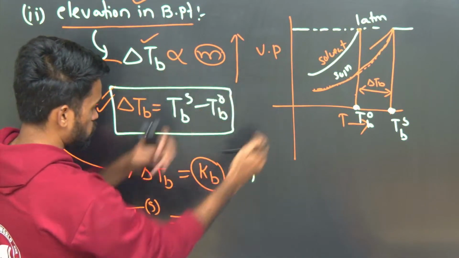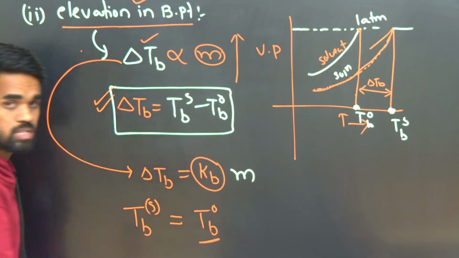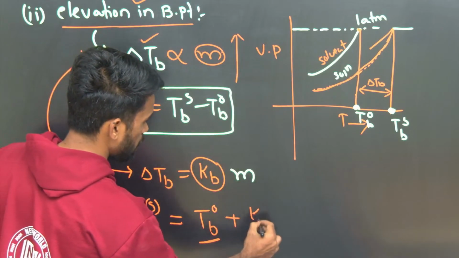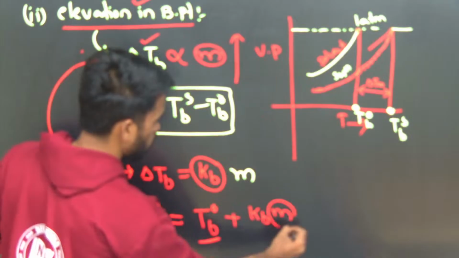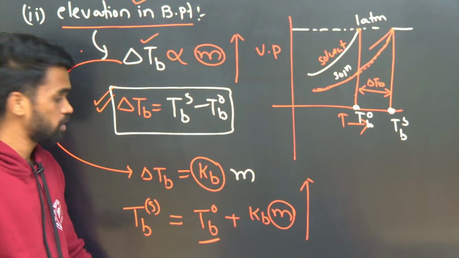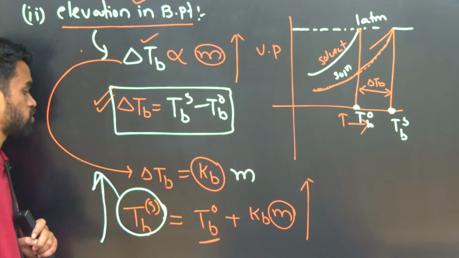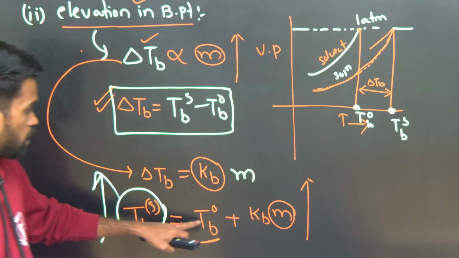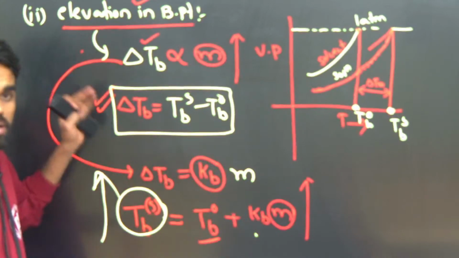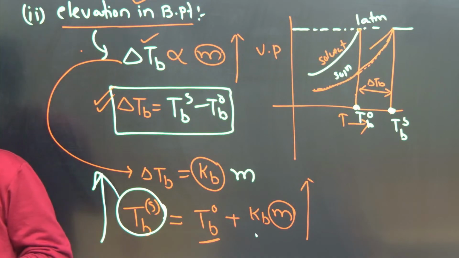If I send minus to that side, it becomes Tb0, which means the pure solvent boiling point. You are adding this Kbm. It means if you increase the amount of solute concentration, the elevation in boiling point will increase, and the boiling point of the solution will be greater, because the solvent plus this added amount makes the boiling point higher. That's it. This is what you need to know here first.